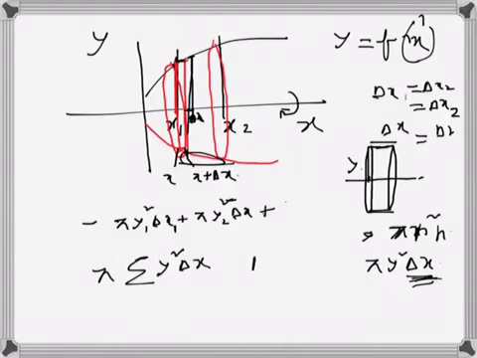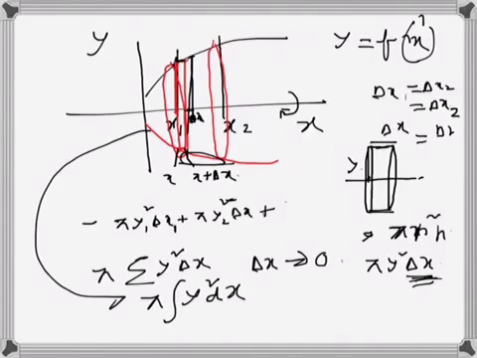Now if we make this del x infinitesimally small, this summation is replaced by an integration, and we get it like that. So this is the volume that can be found from calculus for this kind of rotation.